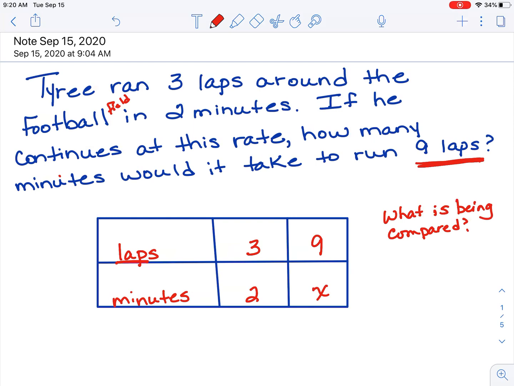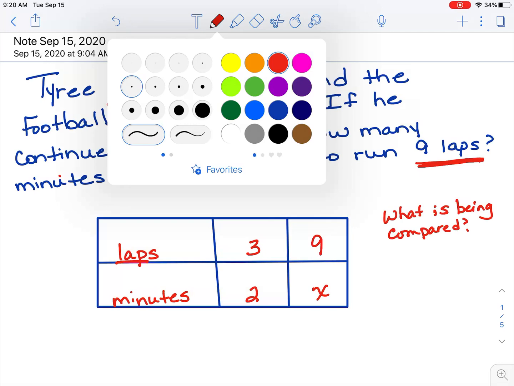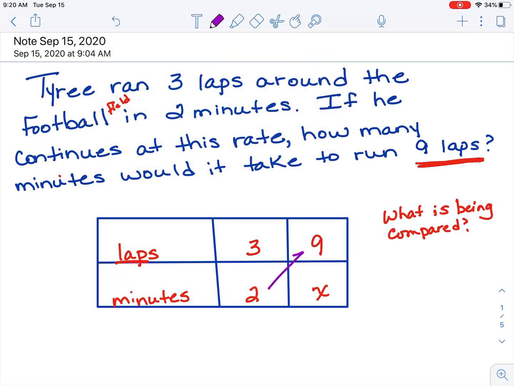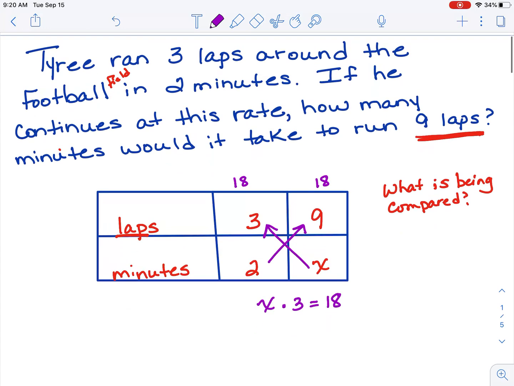Now, once you get to this point, you guys are great. You know what to do. You know that 2 times 9 is 18. So x times 3 has to give me 18. So x times 3 has to equal 18. Now, those of you who know your times tables, and if you know what times 3 gives you 18, you know the answer already, and you can just put it there.